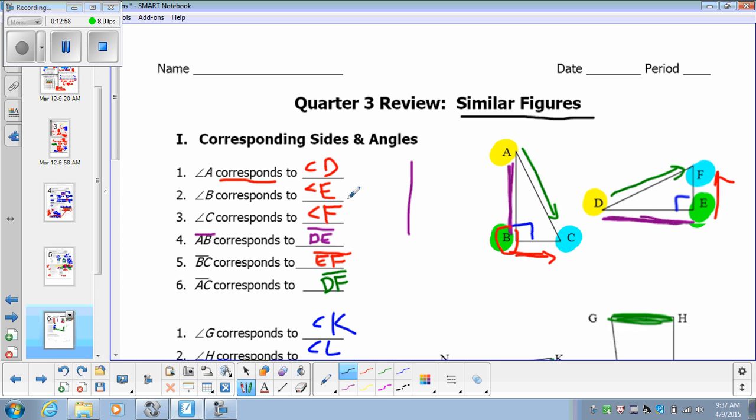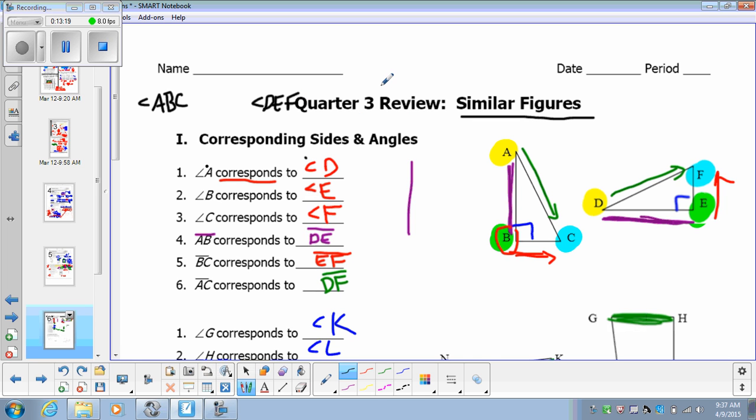What we can now do is build our similarity statement. If we know A and D go together, we can say angle A, and then angle D. B then E, and now angles C and F.